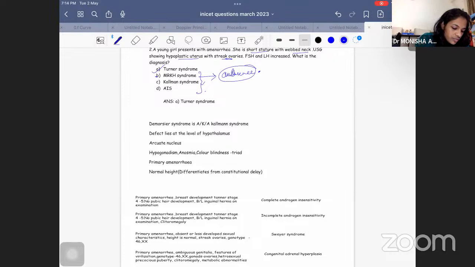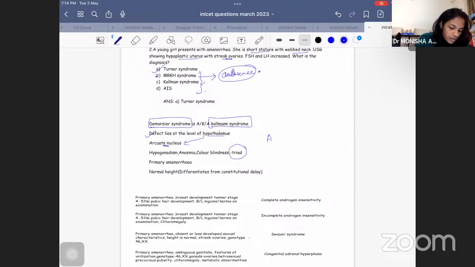What is Kallmann syndrome? Kallmann syndrome is also called the de Morsier syndrome. Always for syndromes, remember the other names. Somewhere, you need not learn by heart. Some you read at least once or twice, you will remember. Somewhere you would have heard it. Then it's easier. So the defect lies at the level of the hypothalamus, and the main nucleus that is affected is the arcuate nucleus. What is the triad that it presents with?